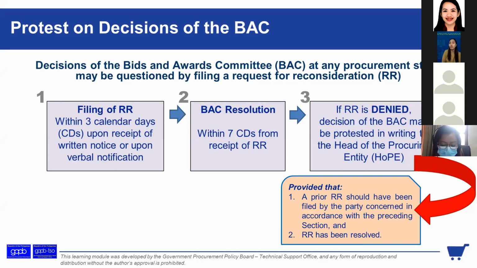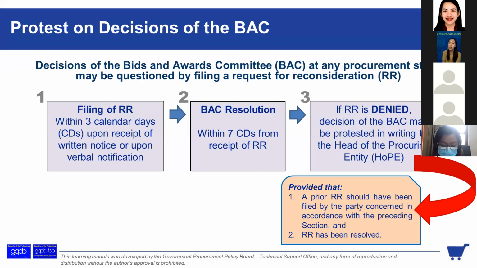Now, usual tong written notice, for example, siya yung lowest calculated bid. Tapos, during bid evaluation, hindi pala siya yung lowest kasi may mali lang sa computation. Or during post-qualification, he was found to be disqualified. Yung 3 calendar days will start upon receipt of his written notice or upon verbal notification, actual during the opening of bids, nagsasabi na siya, na-disqualify siya sa pass-fail. So, sasabihin na niya, I will file a request for reconsideration.